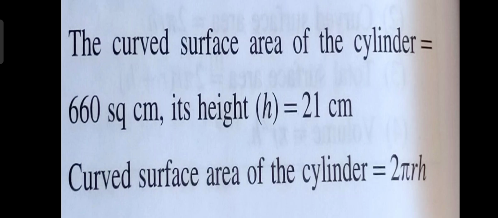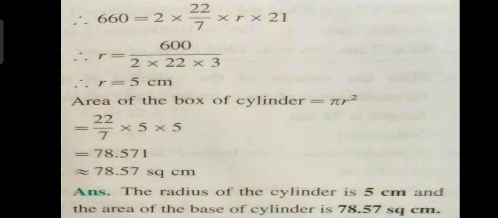So let's first begin with the sum. The curved surface area is given 660 square centimeter and the height h is given as 21 centimeter. So the curved surface area of the cylinder, the formula is 2 pi r h. Here we will put 660 because we already know the curved surface area. So 660 is equal to 2 into 22 upon 7 into r into 21. Students, normally we have to take the value of pi as 22 upon 7. If it has been mentioned that you have to take the value of pi as 3.14, then in that particular sum you need to take 3.14.